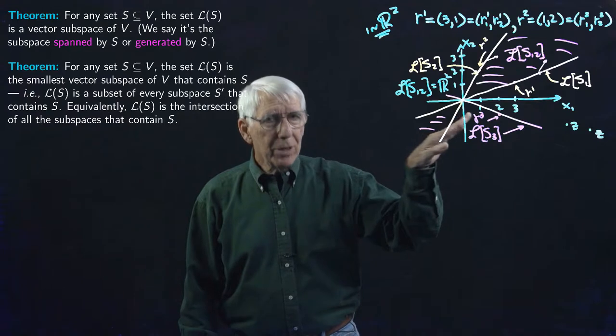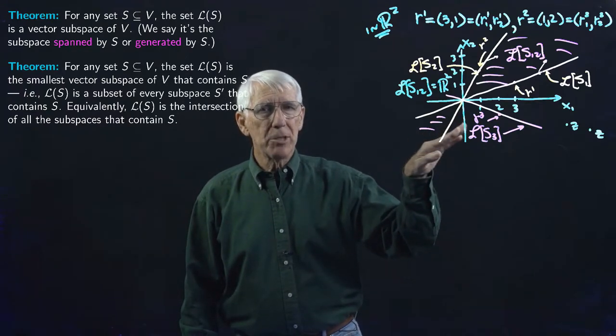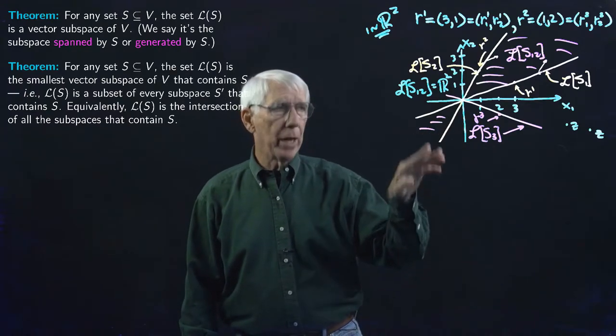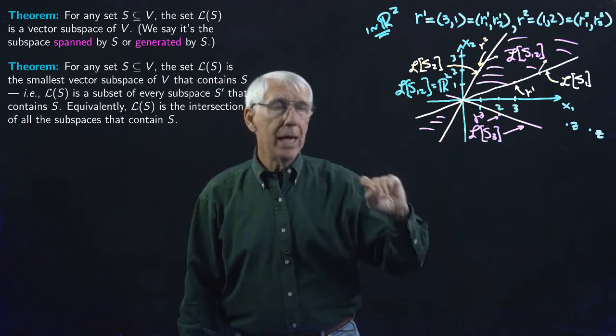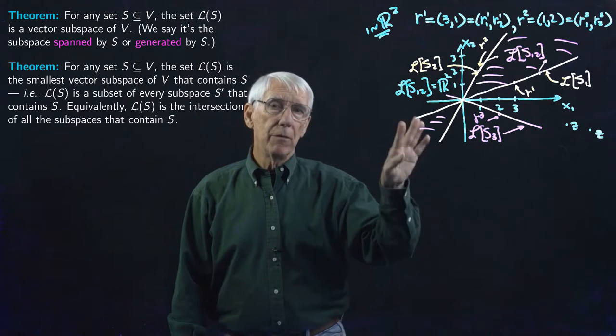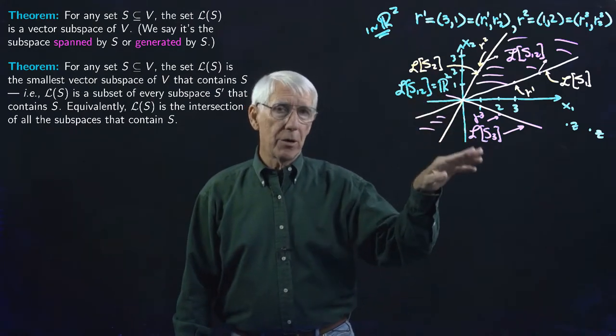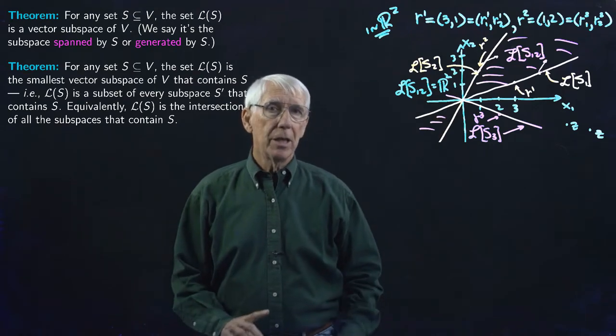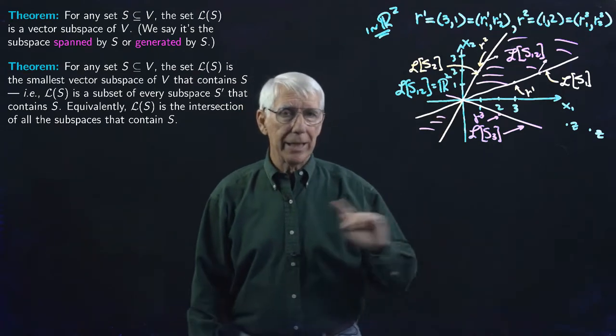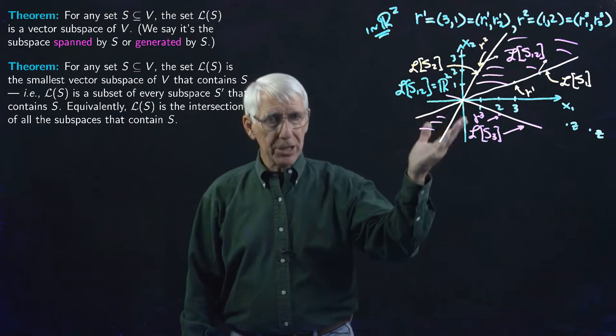So intuitively, it clearly is the smallest subspace containing S1, that is the smallest subspace containing the vector R1. And the same for the other two vectors, R2 and R3. The associated span is the smallest subspace of R2 containing the vector, in each case a line.